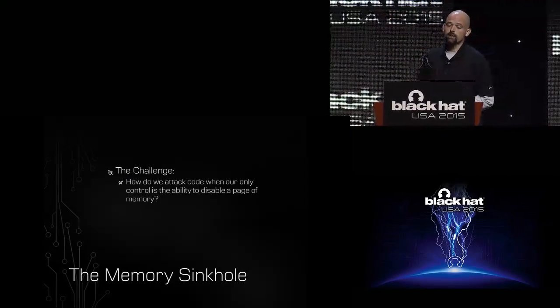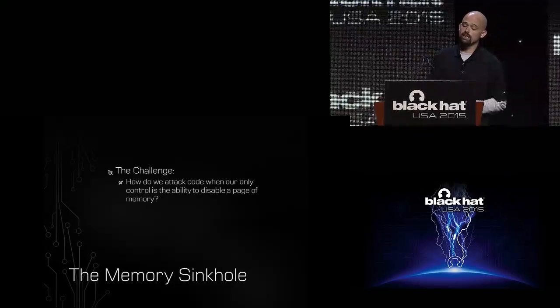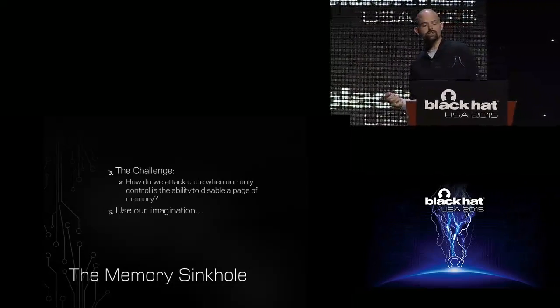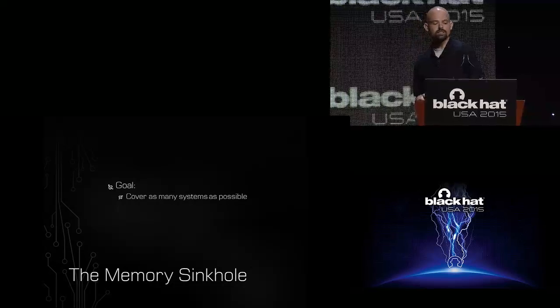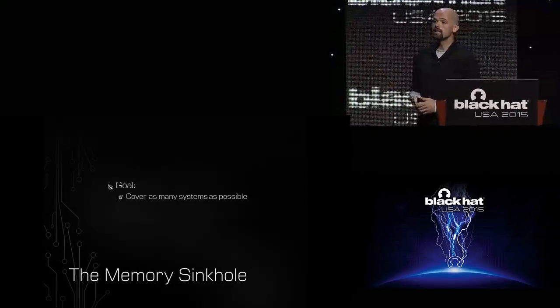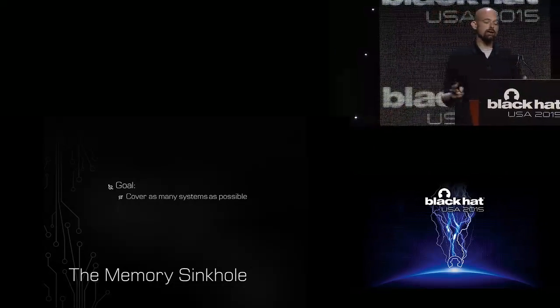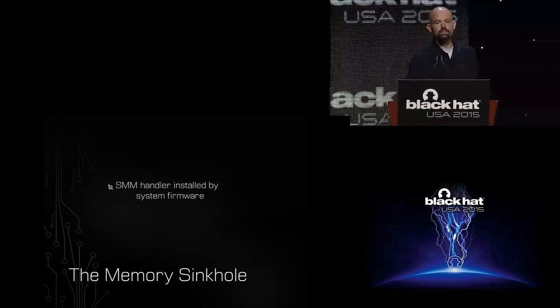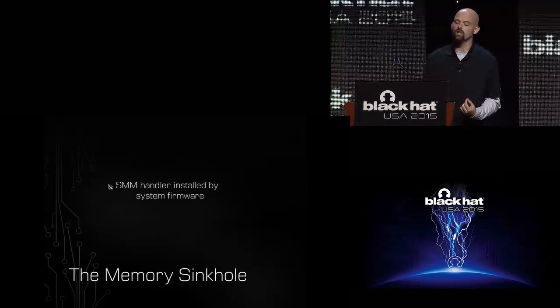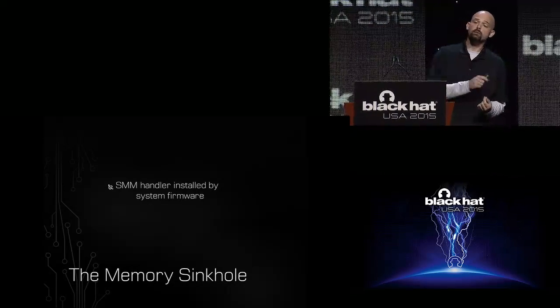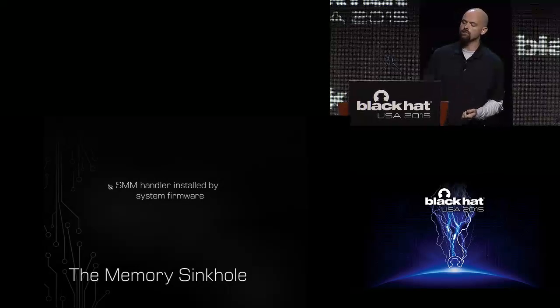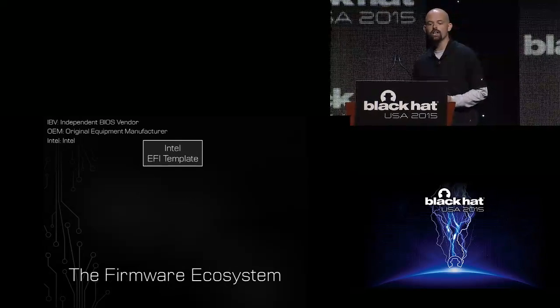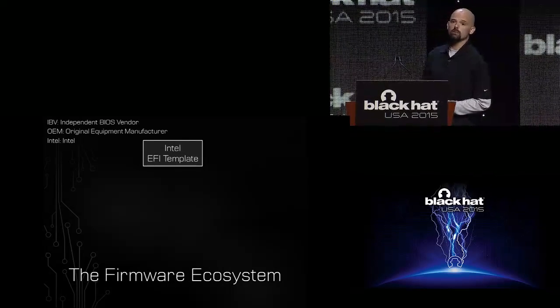The challenge then is, how do we attack code when our only control is the ability to disable a page of memory? That's not a whole lot of control, but if we use our imagination, maybe we can find some ways to do this. But our ultimate goal needs to be to cover as many systems as we possibly can. So in order to do that, we need to understand a little bit about where SMM code comes from. SMM code is actually installed by your system firmware. So if we want to make a very broad attack, we need to understand the firmware ecosystem a little bit.